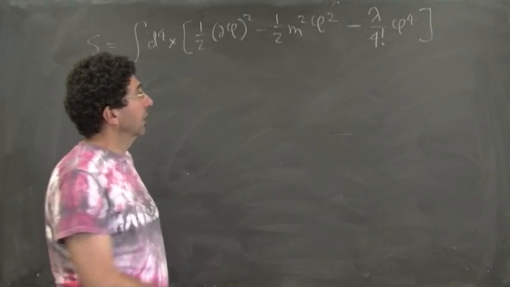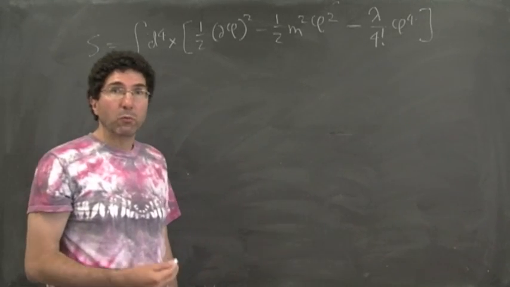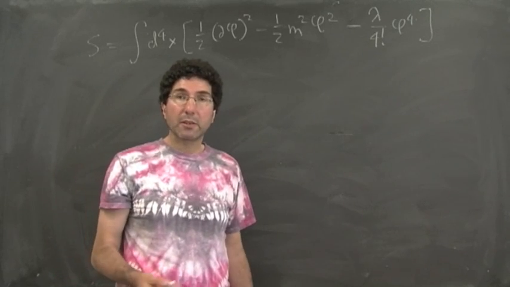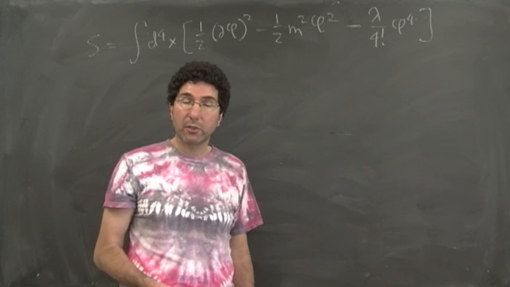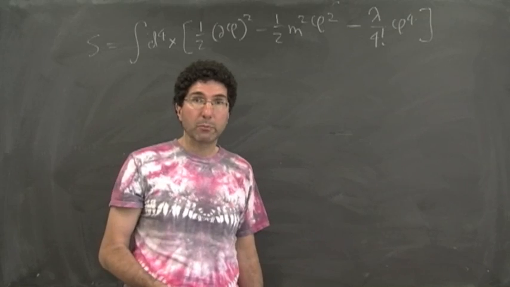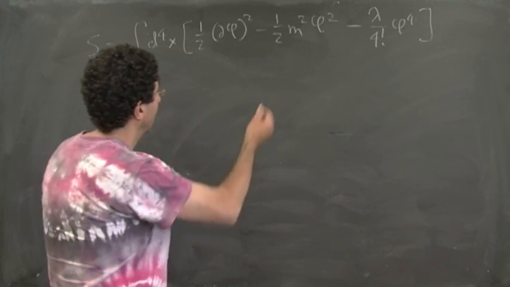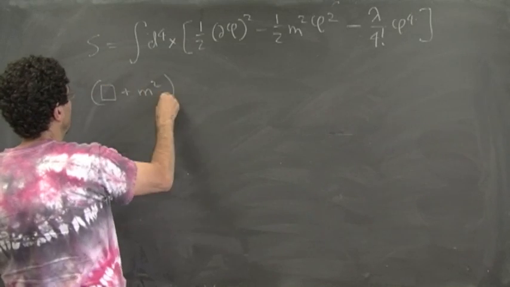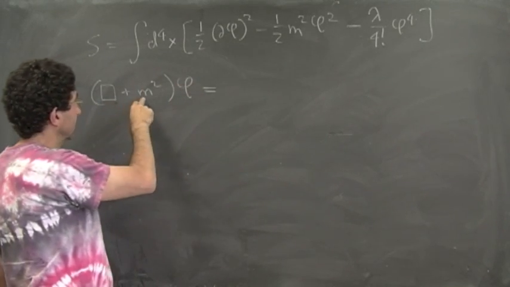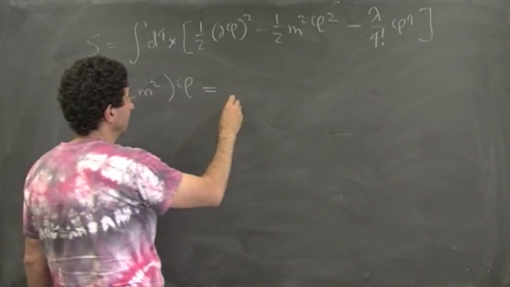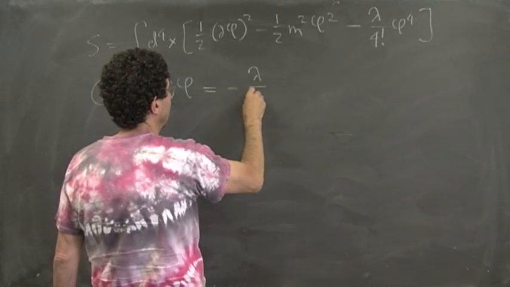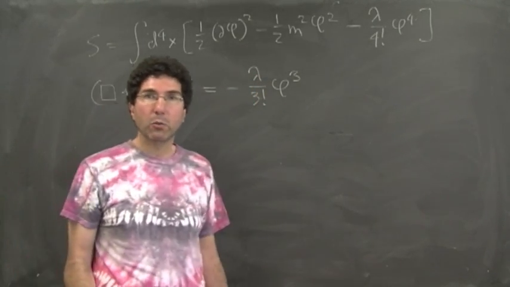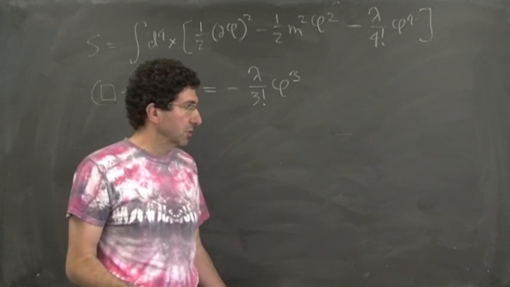Now, when lambda was 0, one way to think about the fact that we could solve the theory is that we could write the most general solution to the Heisenberg equations of motion, the most general operator solution. But now, with lambda there, the Heisenberg equations of motion become box plus m squared phi is not 0, but rather minus lambda over 3 factorial phi cubed. It's now a nonlinear equation. The general solution is not known.